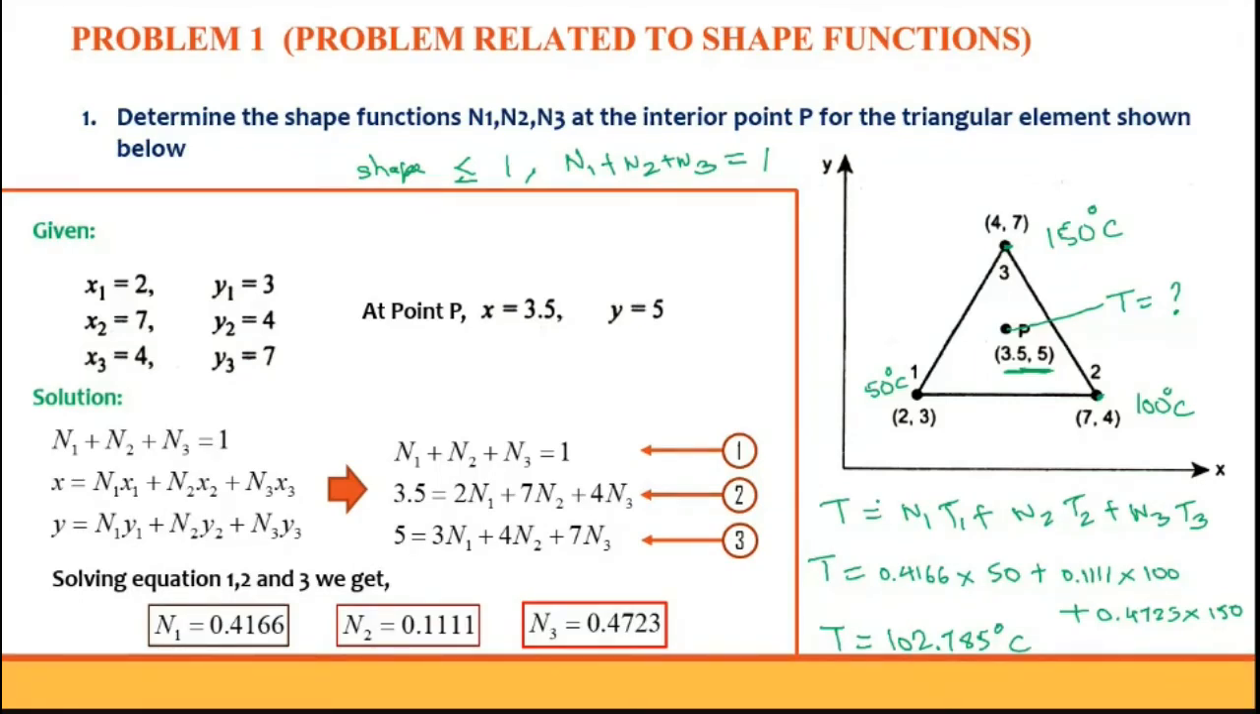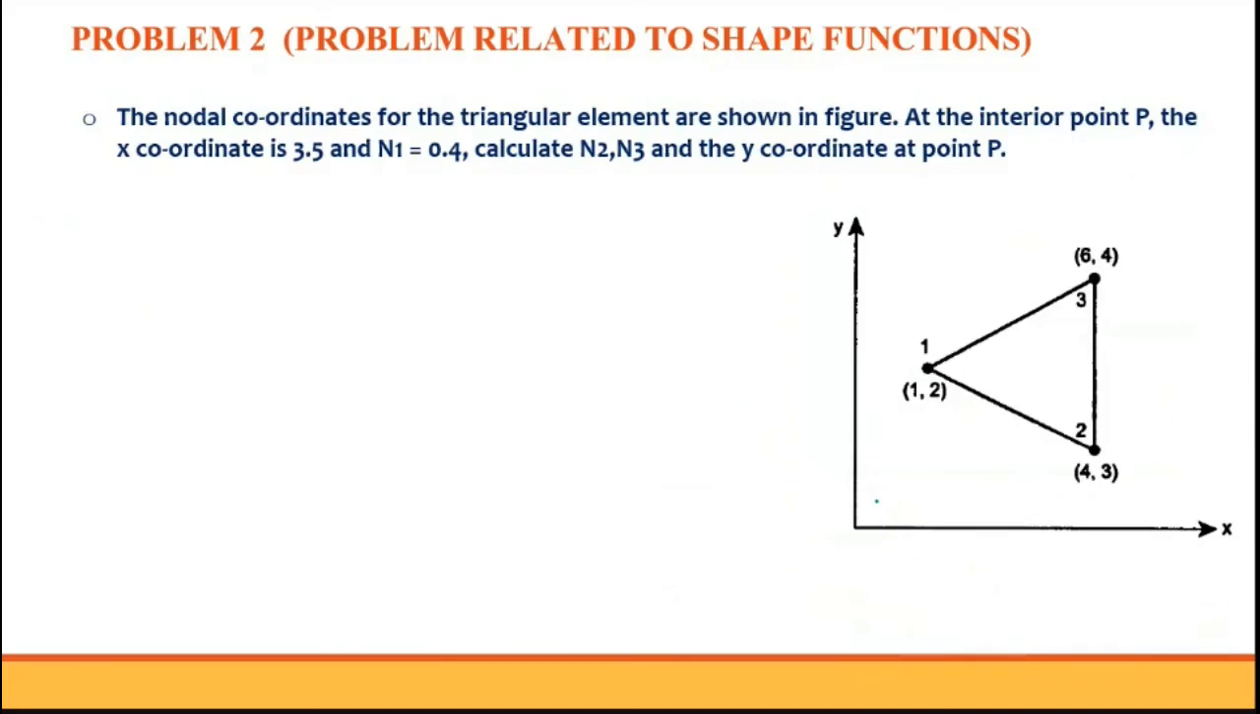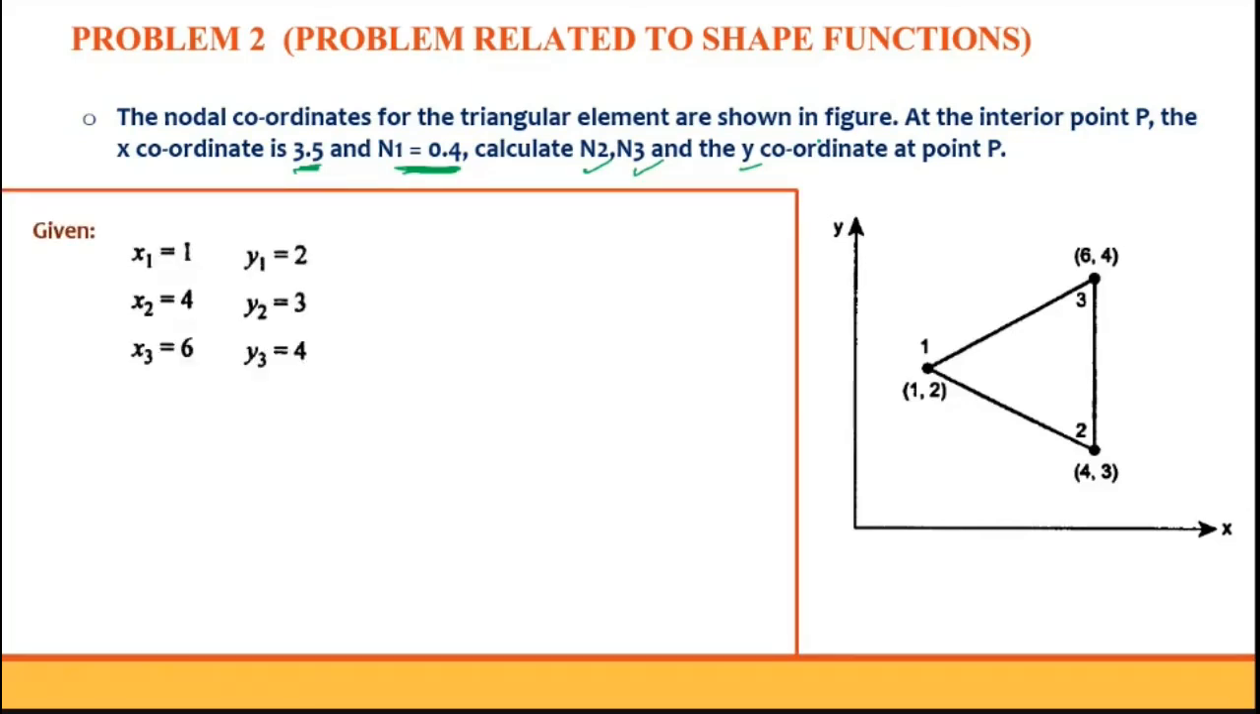So now we'll go for another problem of the same type, related to that but with a little difference. What they have given here is the interior point P, whose x coordinate is 3.5. N1 is given as 0.4. They are asking you to calculate N2, N3 and the coordinate Y. Same procedure. I am writing all the given data. You know X1, X2, X3, and you know Y1, Y2, Y3. Then I also know X, which is 3.5, and also N1, which is 0.4.